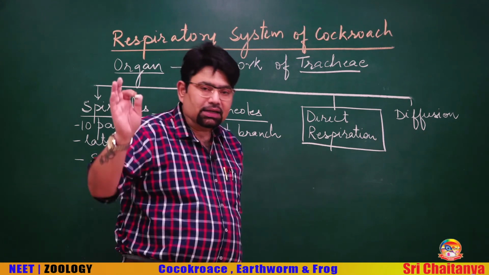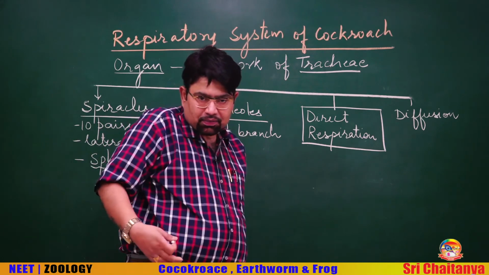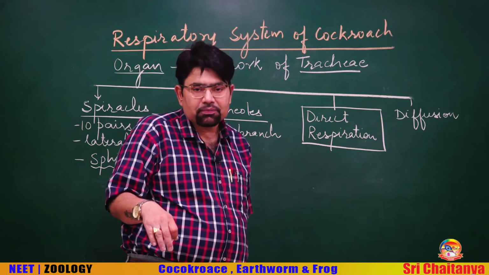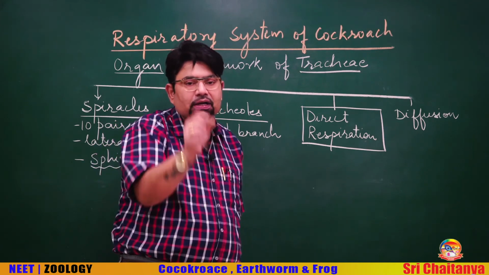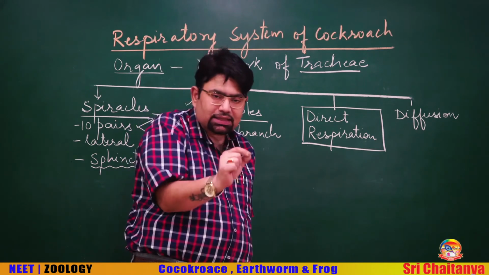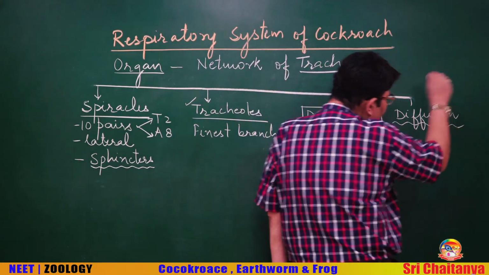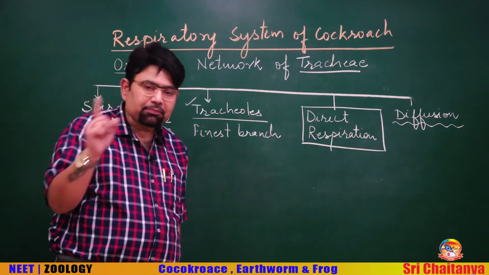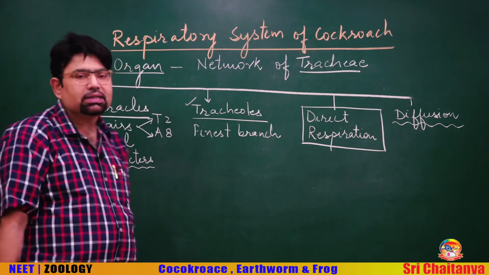So what happens? Directly the air from outside through the spiracles enters into the tracheal trunks, the tracheal network, and then branching, and the finest branch is called tracheole, and from there the air enters into the tissue fluid, and from the tissue fluid the gases move inside and outside of the body cells by the process of diffusion. So this is the basic idea about the respiratory system of cockroach.